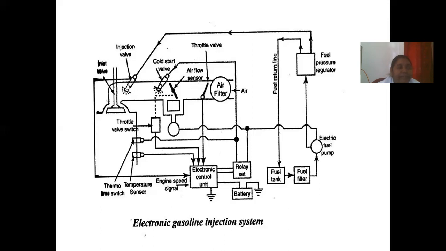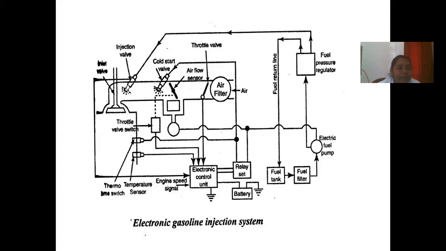The next one, the exhaust gas oxygen sensor. A sensor located in the exhaust system which provides the ECU with the amount of oxygen in the exhaust gases. From this, the ECU can determine if the air-fuel ratio is correct.